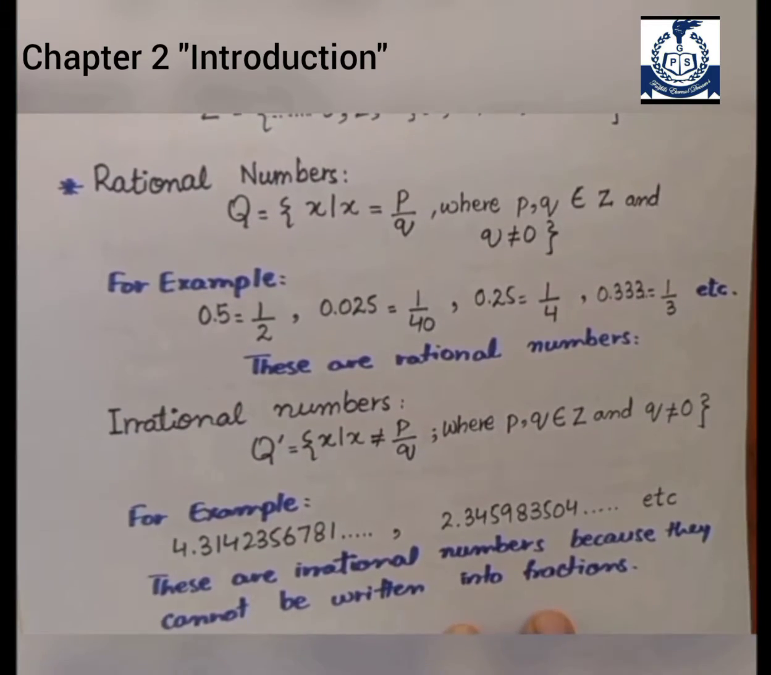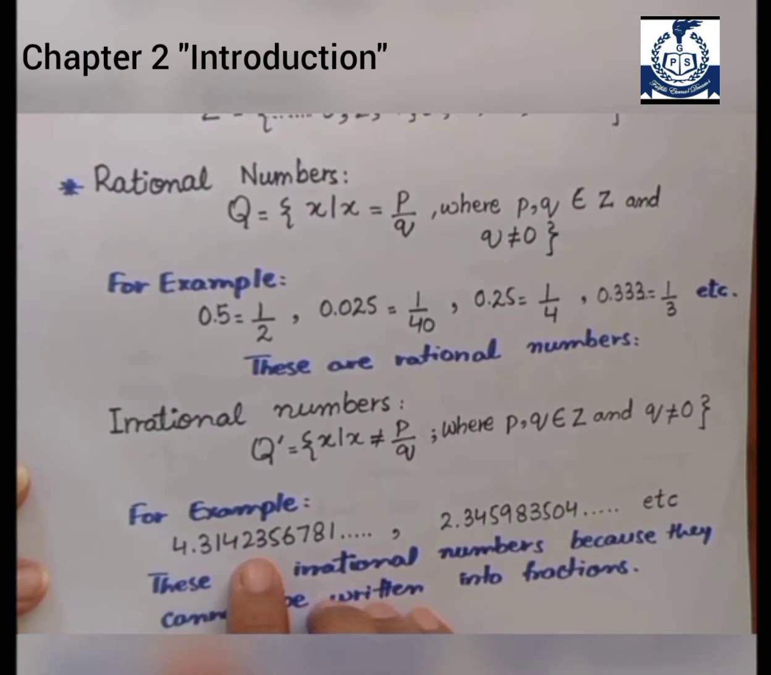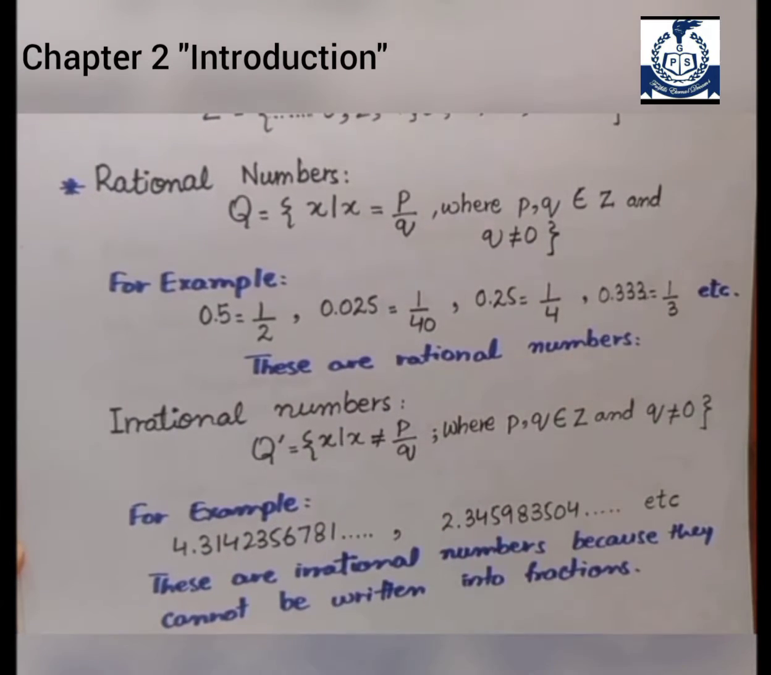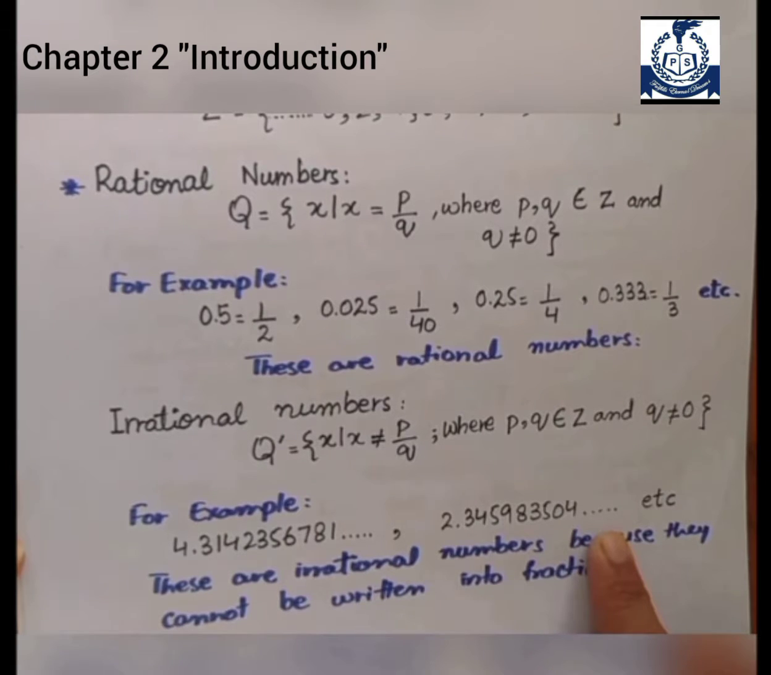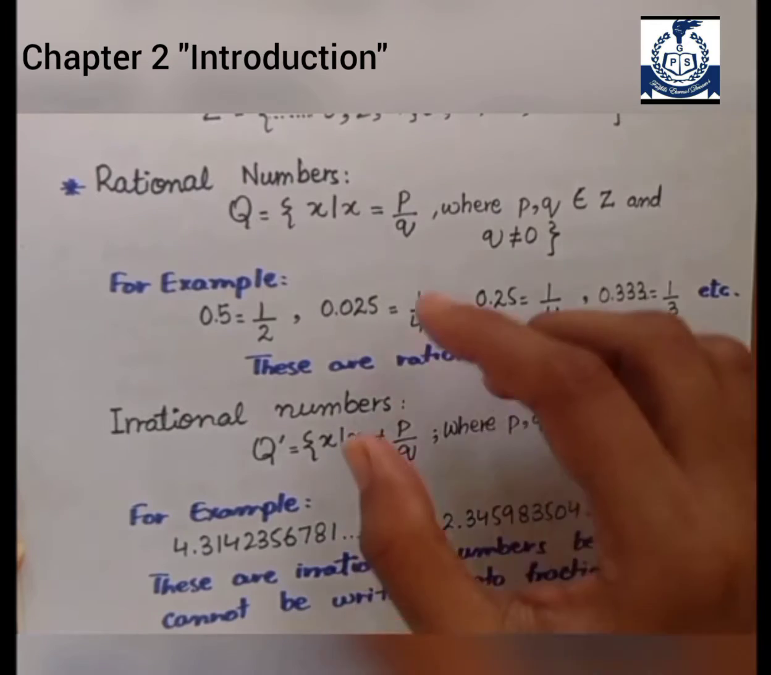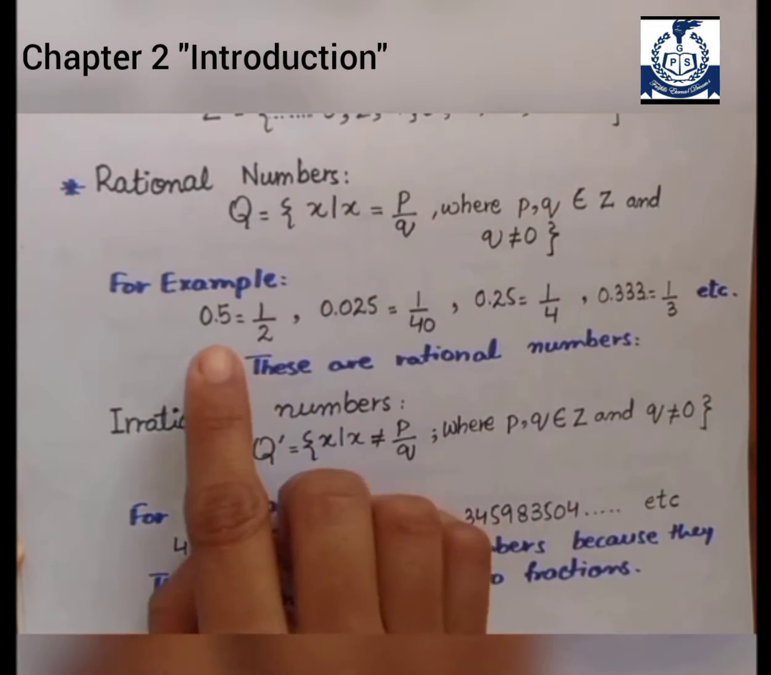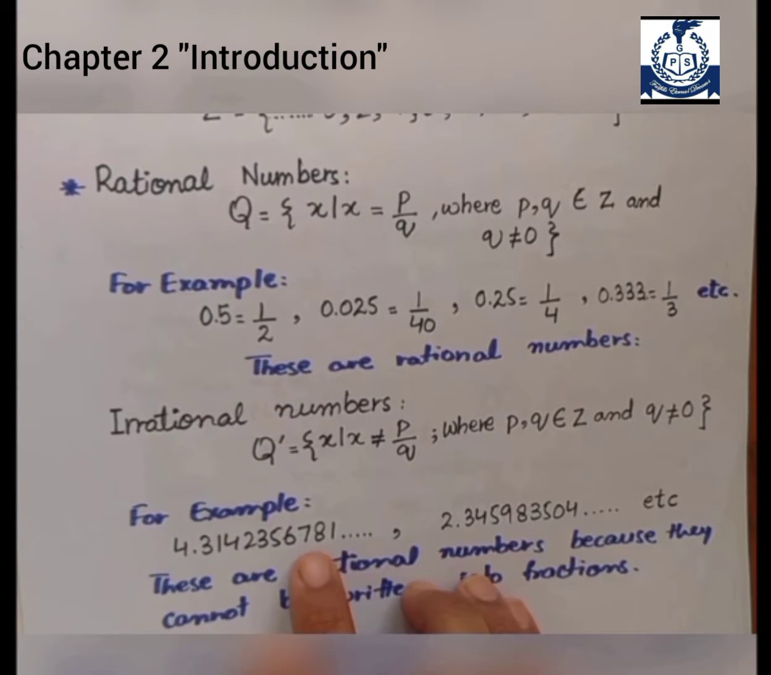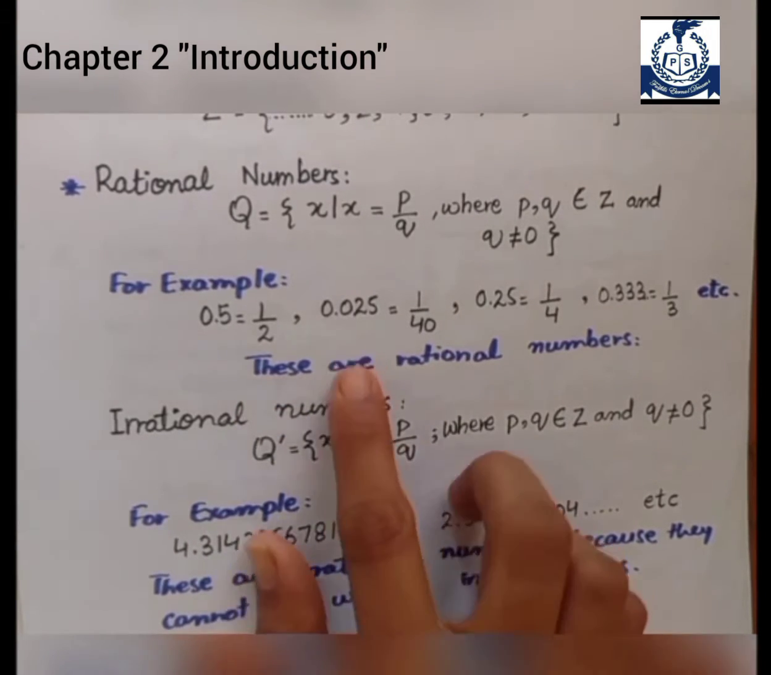Irrational numbers are those numbers which we cannot write in a fraction form, means the numbers which we cannot write in a upon form, for example 4.314235 and so on. We cannot write these numbers in a upon form, means in a divided form, in a fraction form. These are irrational numbers because they cannot be written into fractions. Rational numbers we can write in a fraction form, and irrational numbers we cannot write in a fraction form.